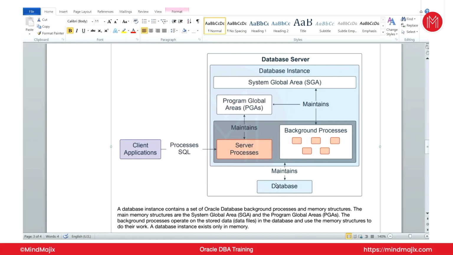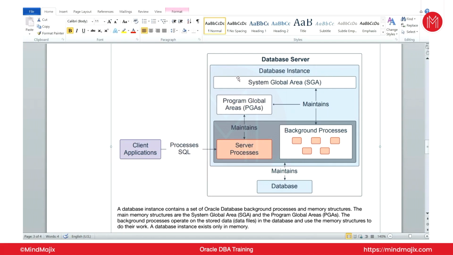Not the entire data of the database, but whatever data is requested by the client, it is read by the server process from the database and kept here in the SGA. So SGA is the memory segment where the data is kept. Along with the data, some control information is also stored. Control information helps the database instance work in a proper way, in an efficient way. So mainly it holds the data. You will get to know more insights about this area as we go further. Either today or tomorrow we will explore SGA more.